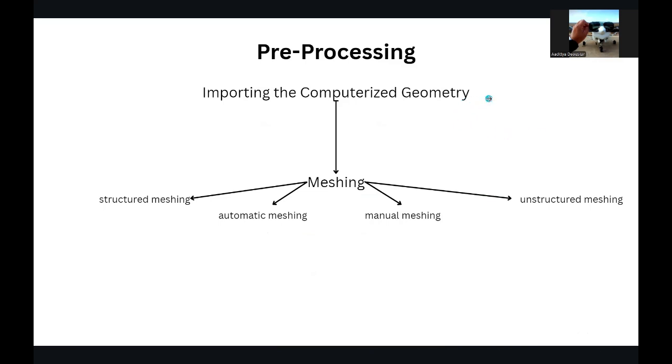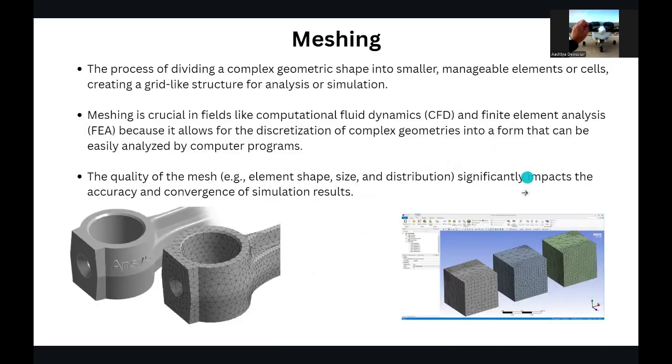Now, in this geometry, you perform a very key aspect of CFD simulations, that is meshing or mesh generation. You mesh the geometry. Now, what is meshing? Meshing is the process of dividing a complex geometric shape into smaller, manageable elements or cells, creating a grid-like structure for analysis or simulation. So this is required in order to break down the computational geometry into small elements that the computer can analyze and simulate the flow, or in this case flow into.